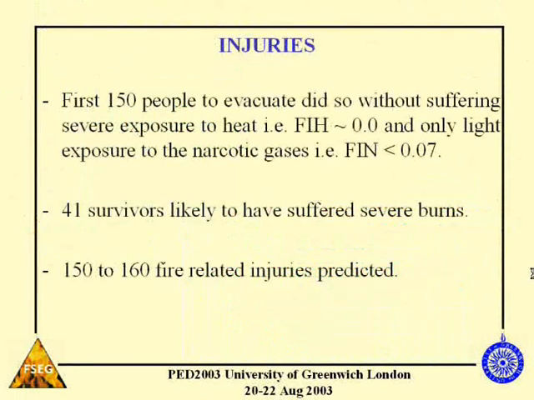We predict that the first 150 people to evacuate did so without suffering severe exposure to heat. That is, the fractional effective dose of heat that they received was close to 0, and they only had light exposure to the narcotic gases. On average, the FIN was about 0.07. 41 survivors were likely to have suffered severe burns, which we determined by the level of FIH that they received. And about 150 to 160 of the survivors we predict would have some form of injury, depending on the level of FIH and FIN that they had sustained.